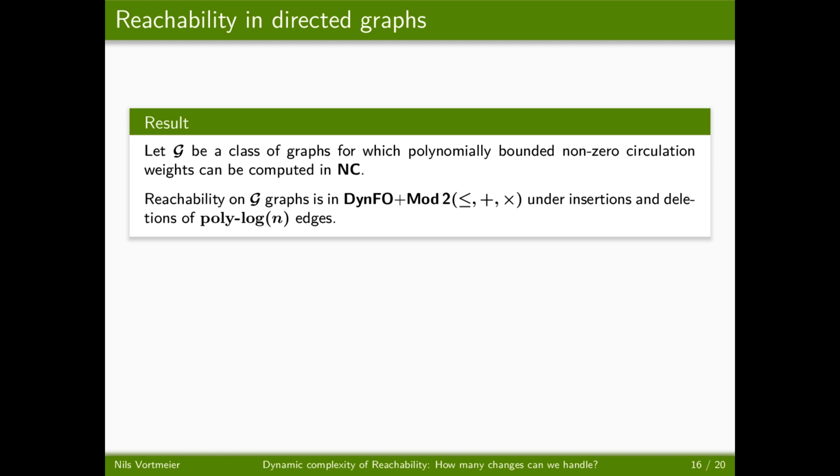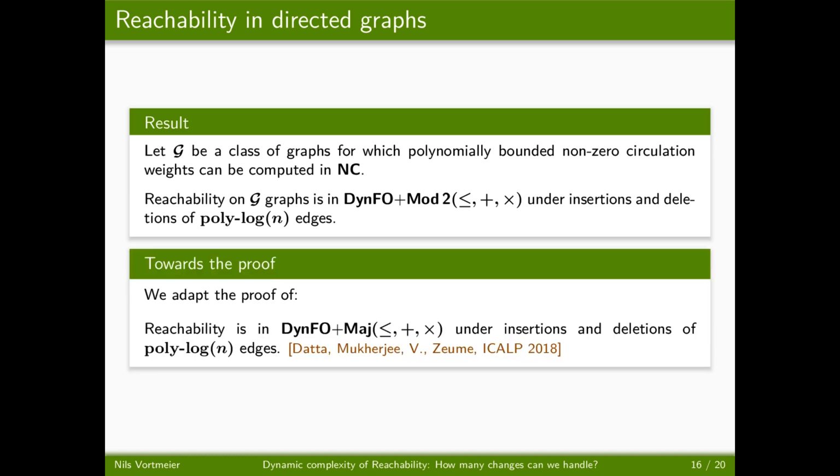Now we proceed to our second main theorem concerning reachability in directed graphs. This result states that reachability can be maintained in the NFO plus mod 2 with arithmetics under insertions and deletions of polylogarithmically many edges for all classes of graphs for which polynomially bounded non-zero circulation weights can be computed in NC. As I've mentioned earlier, examples for such classes of graphs are the classes of planar graphs and graphs of bounded tree width. This result enhances a result from our ICALP-18 paper that reachability on all directed graphs can be maintained in the NFO plus majority under insertions and deletions of polylogarithmically many edges, in the sense that it only applies to some classes of directed graphs, but it lowers the complexity of the updates for these graphs.